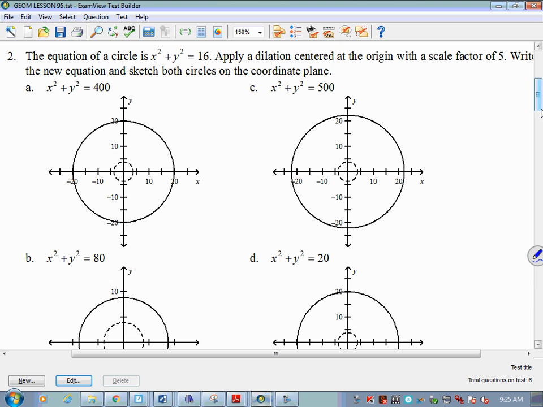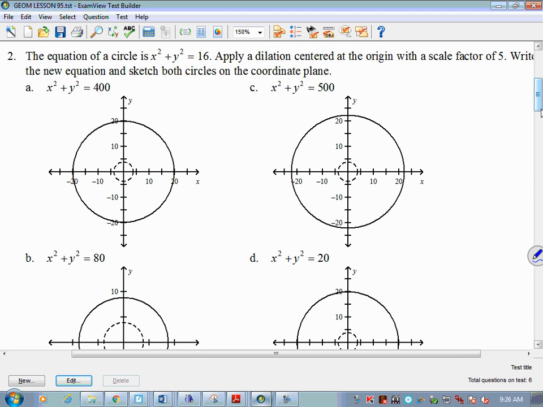Okay, question number 2. The equation of the circle is x squared plus y squared equals 16, which means the center is where? If my equation is x squared plus y squared, where is the center? 0, 0. The origin, right? With a radius squared equal to 16. So what's my radius here? Tell me what the radius is based upon this. What's the square root of 16? 4. Okay, so it has a radius of 4.